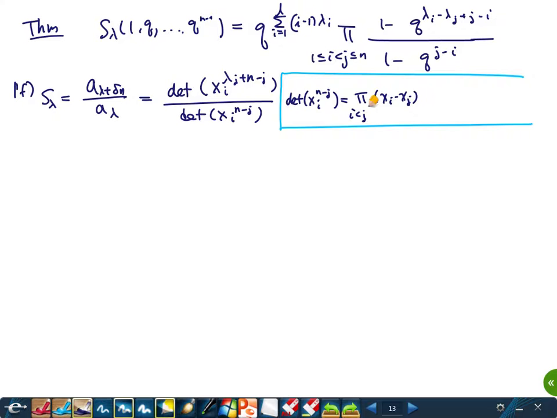Also, if you reorder the columns backwards, then we get the determinant of x_i to the j minus 1. This is the same thing with columns in the reverse order. So this is exactly the same, except you change the order, to x_j minus x_i. Only the sign changes, but that's exactly reversing this thing. We're going to use this.